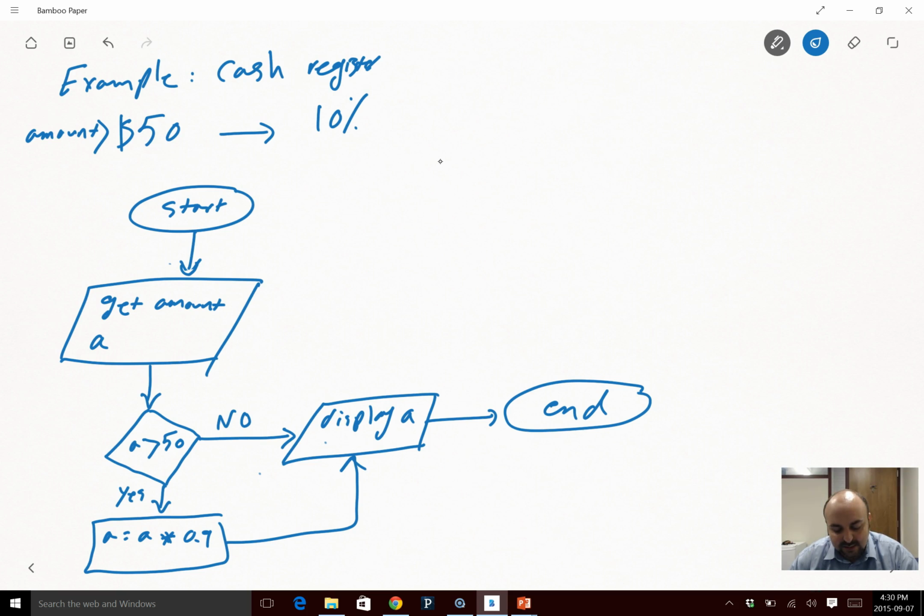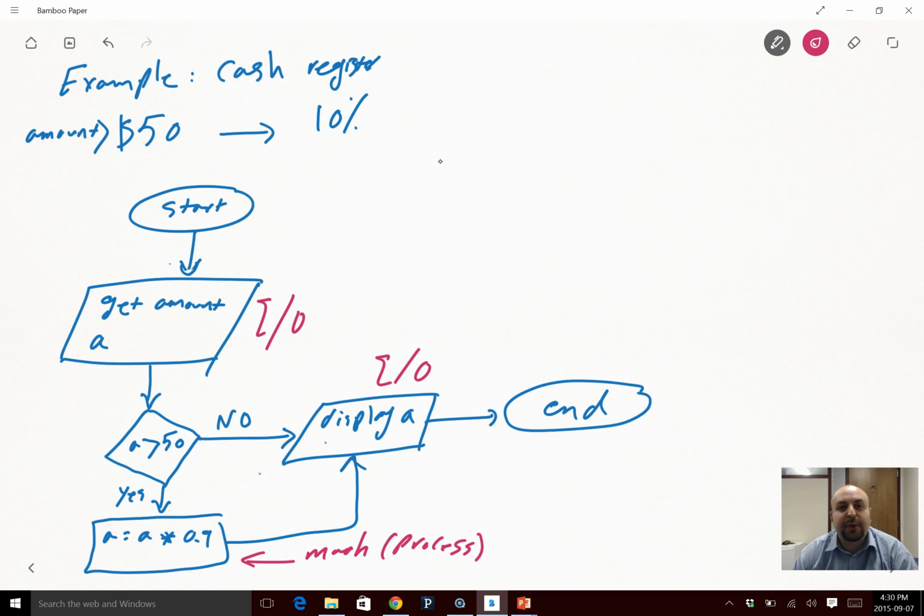So here, this is used for I/O. This is used for I/O. This is doing math or some sort of a process, some sort of computation, and this is for decision making.